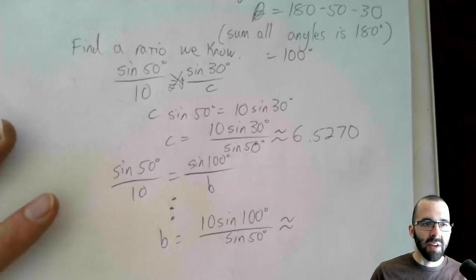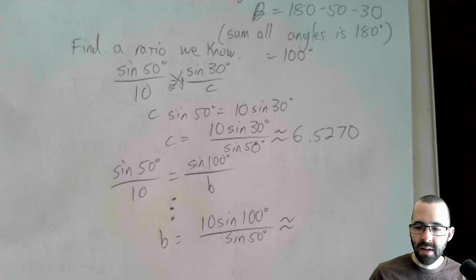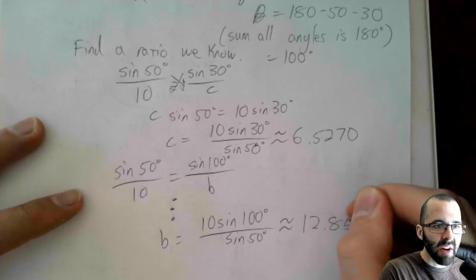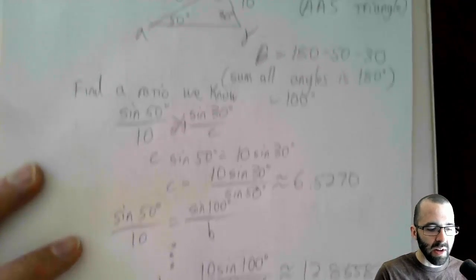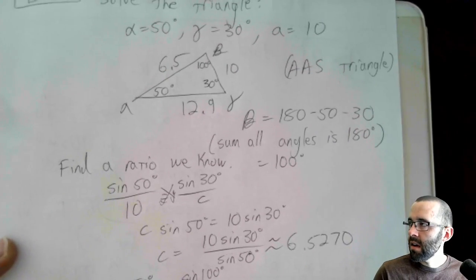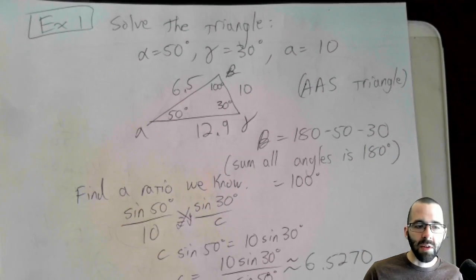And again, we'll just type that into the calculator. And then get about 12.8558, or about 12.9. So we have solved the triangle.